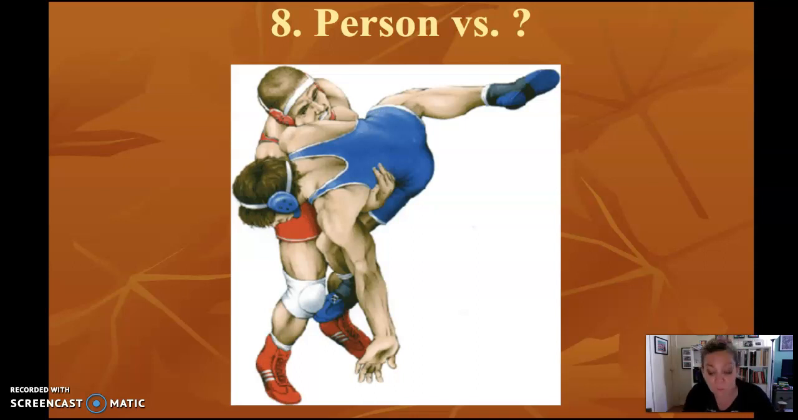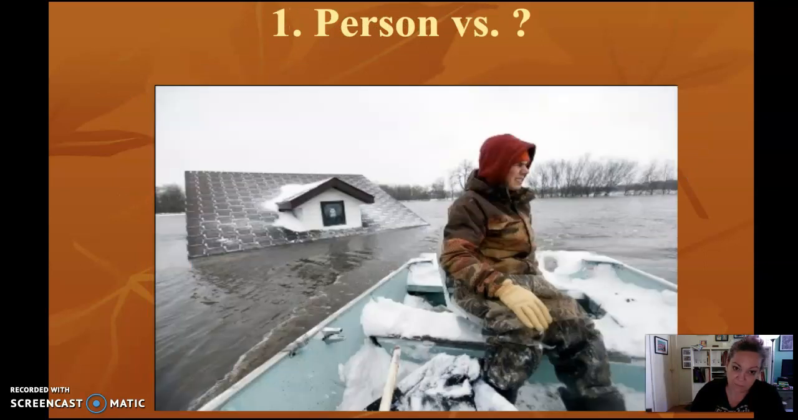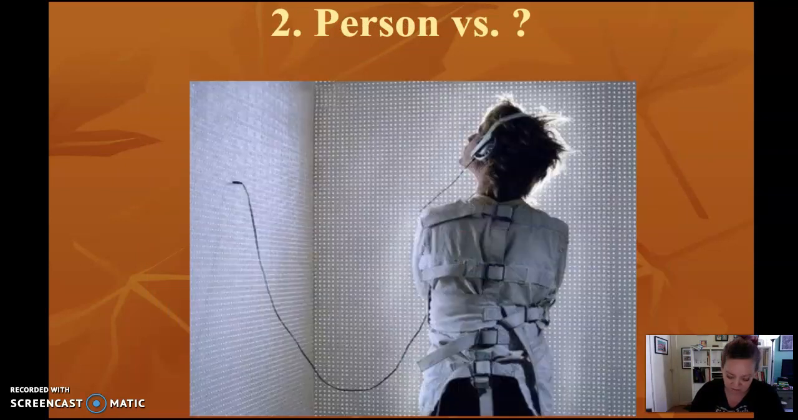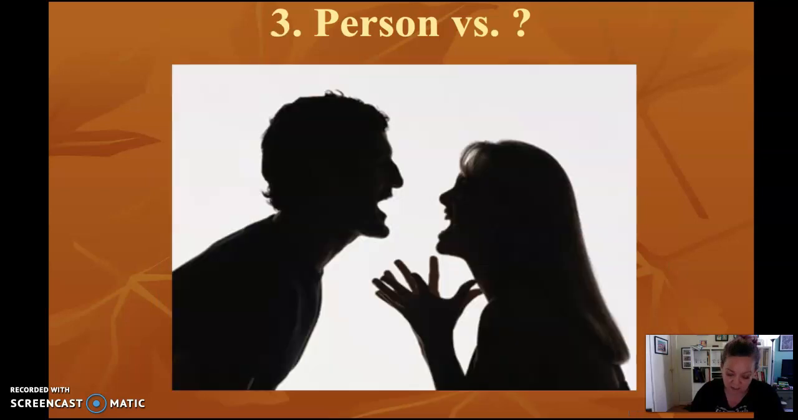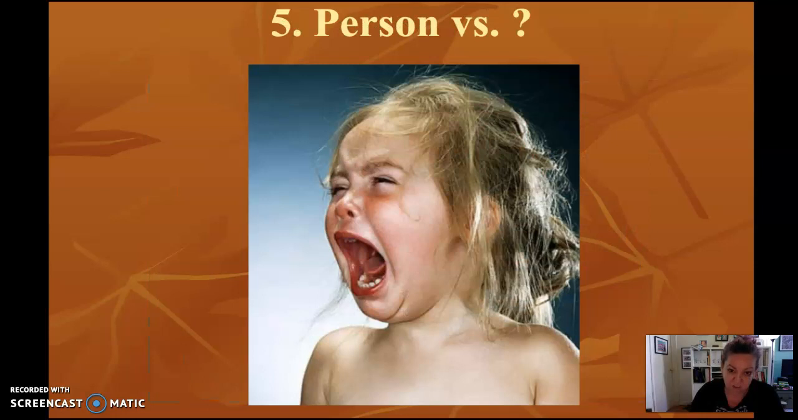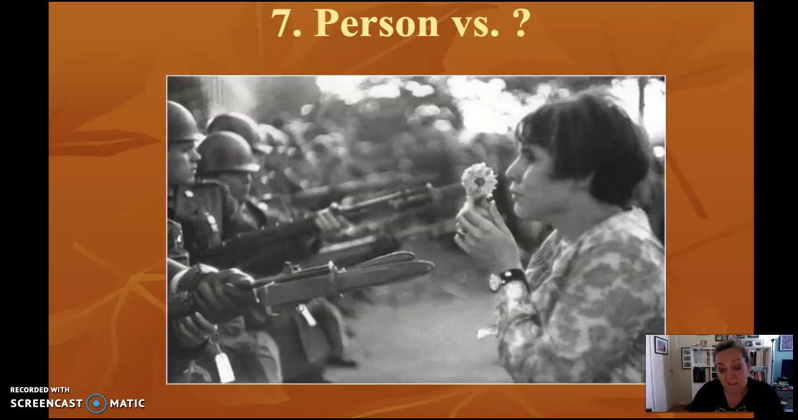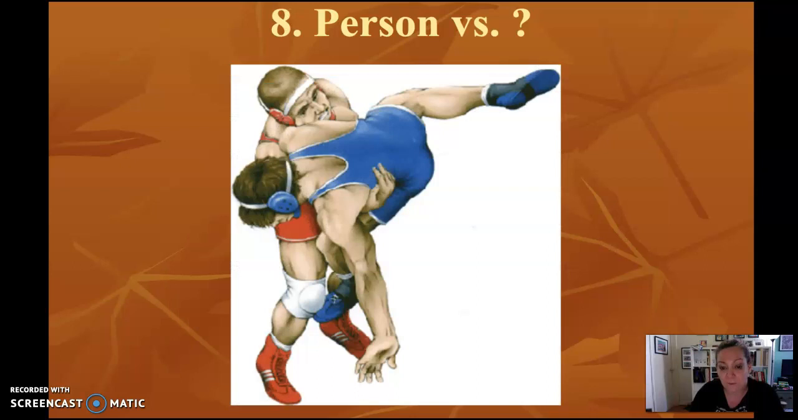All right, so those are the visual ones, right? 1 through 8, visual ones. Before we move on, I'll just give you the answers. So hopefully you wrote those down and you want to check yourself. For the visual ones that we just did, this is person versus nature. This is person versus society. Person versus person. Person versus society. Person versus person, self. Person versus nature. Person versus society. And person versus person.